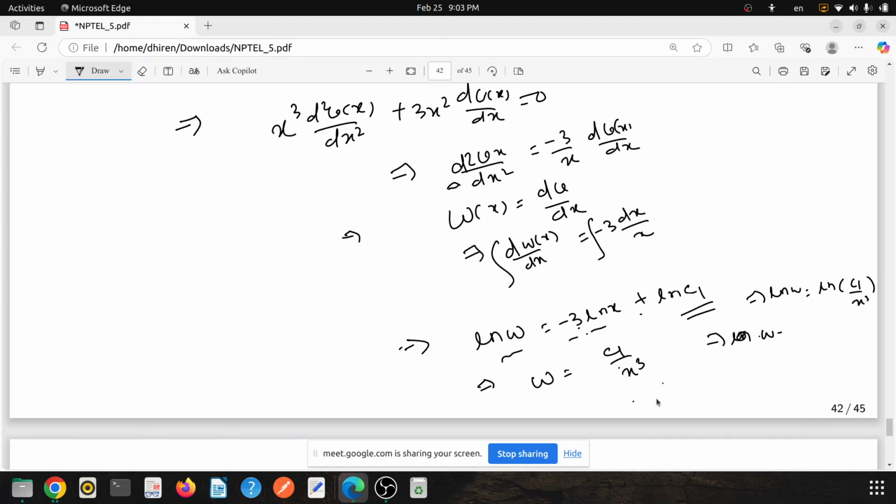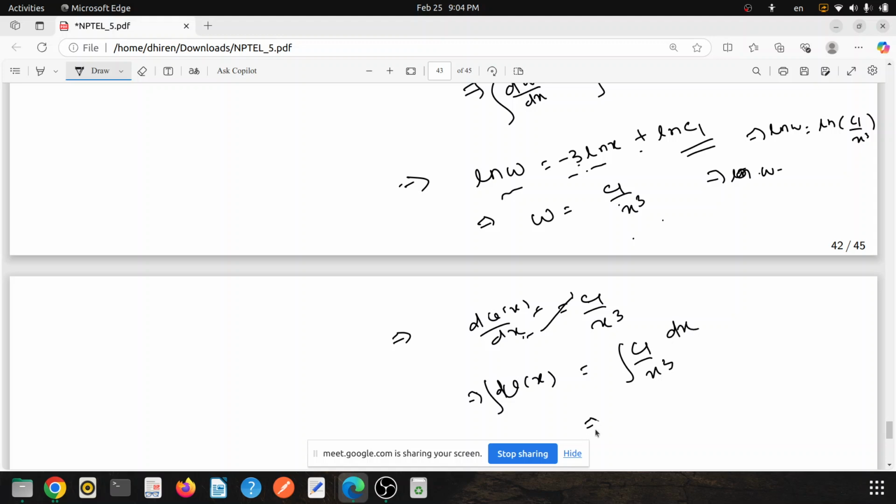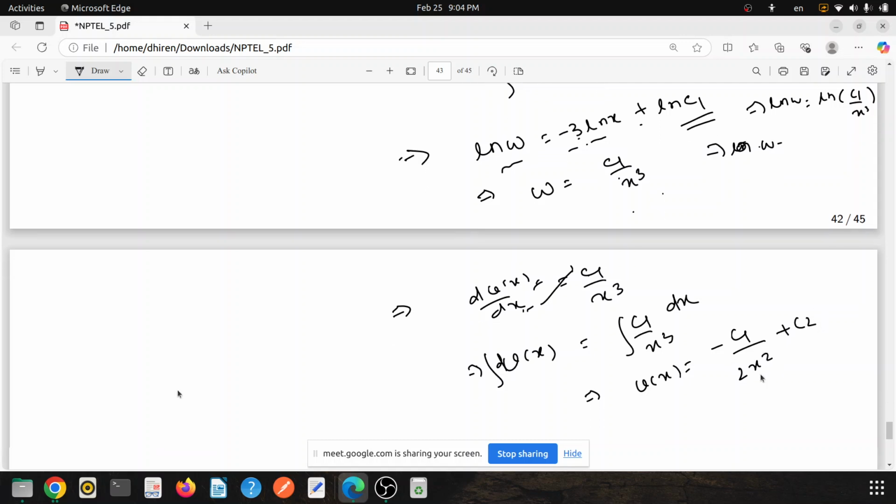So next, you got omega as c1 by x³. As you know, omega is dv/dx, so dv/dx is c1 by x³. Similarly you can find v(x): if you take dx to this side, you'll get the integration of c1 by x³ dx. So you'll get v(x) is equal to minus c1 by 2x² plus c2. You just simply integrate this.